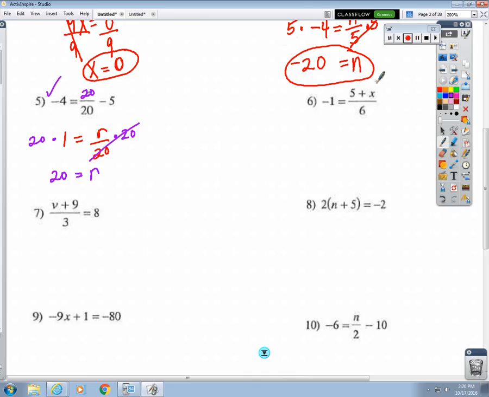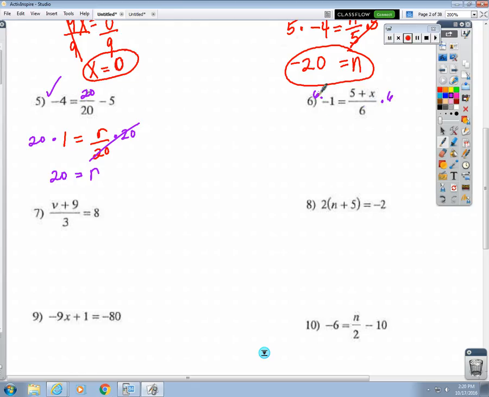Okay, number 6, what should we do first? Right. A lot of students will want to say, let's subtract 5. But think about it. If I try to subtract this 5, I'm going to have to write on top of that, right? And you should never have to write on top of another operation. It should be gone first. So you need to get rid of that 6 first by multiplying it on both sides.